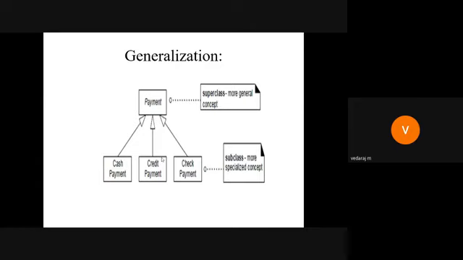Generalization we already discussed in the use case diagram also, but in the use case diagram we are using an oval shape. In the class diagram we are using a rectangle shape, but the concept is similar only. Generalization in the use case diagram and generalization in the class diagram are the same, but the notation is different. See the difference: in use case modeling we use the oval shape, and in the class diagram we use rectangle boxes. This is very, very important.